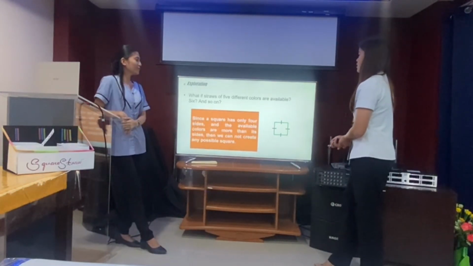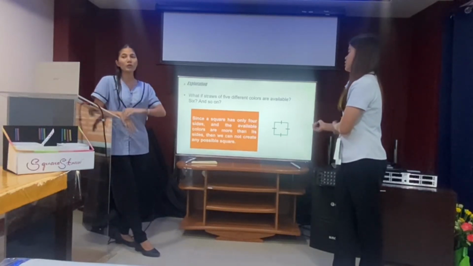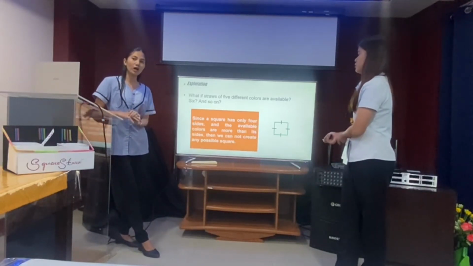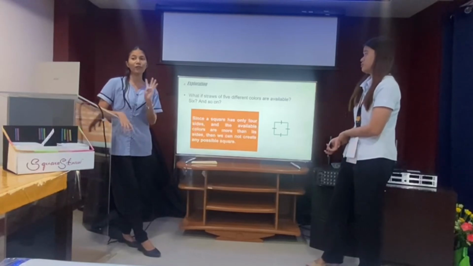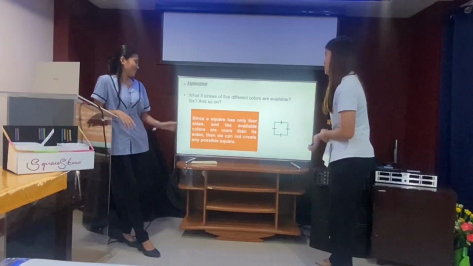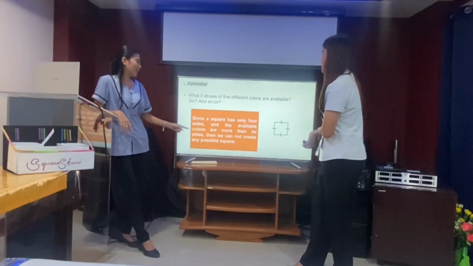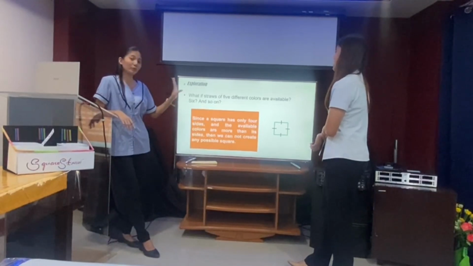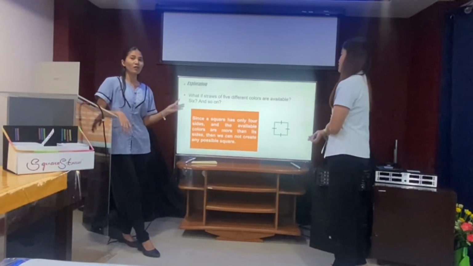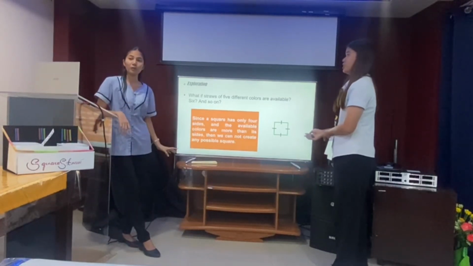So what if the straws of 5 different colors are available, 6 and so on? Since we all know that a square has only 4 sides, and the available colors are more than its sides, for example 5 available colors and we have only 4 sides in a square, we cannot create any possible square.